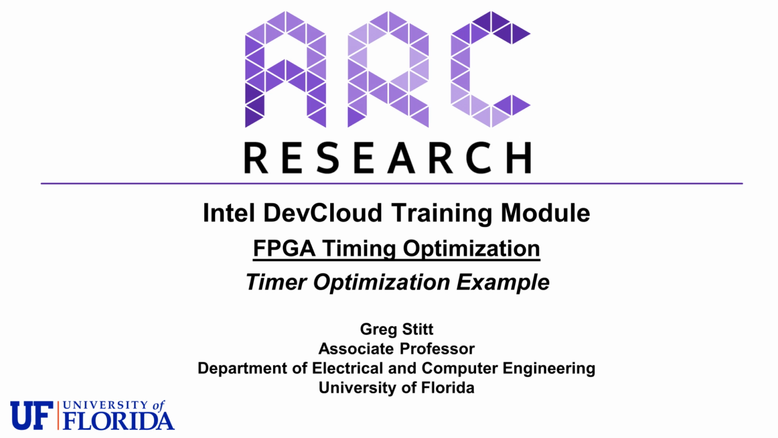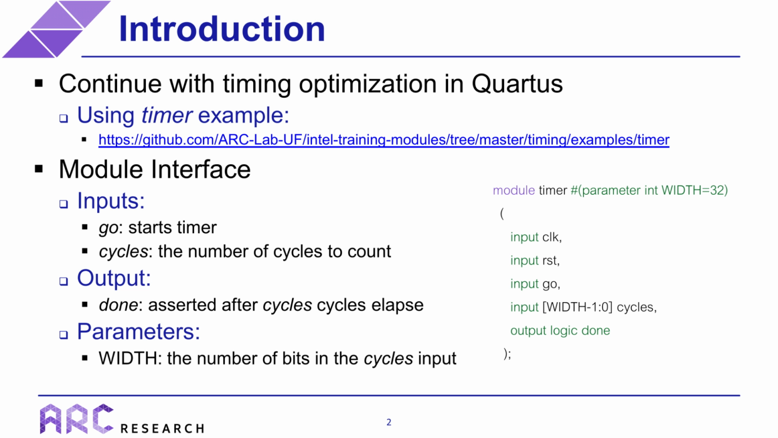In this video I'll be continuing with the FPGA timing optimization tutorial using a simple timer example. If you haven't already watched the earlier videos, I'd recommend going back and watching them first, because in this talk we're going to build on top of those previous concepts by performing timing optimization of a simple timer circuit in Quartus. And like before, the code that we will be optimizing is provided at the URL shown on the slide.